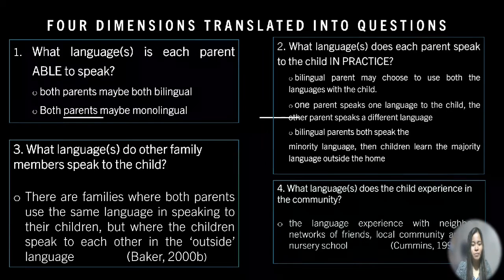And the fourth dimension is: what language or languages does the child experience in the community? According to Baker, this is the language experience in the networks of friends, the local community, and the nursery school. Sometimes a child may experience both the languages of home and the outside world. Children raised monolingually might pick up a second language outside the home. For example, children whose parents speak Spanish to them in the home may attend an English medium nursery school and become bilingual in that way.